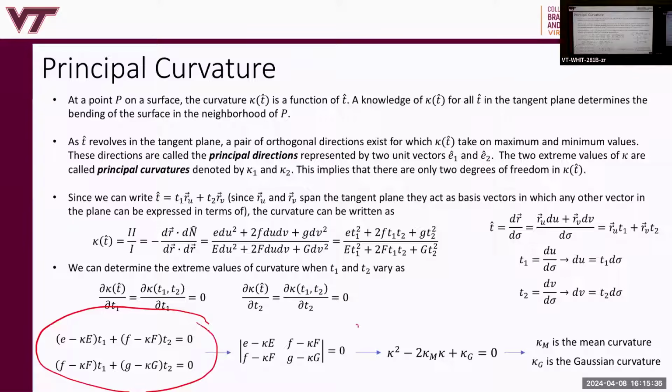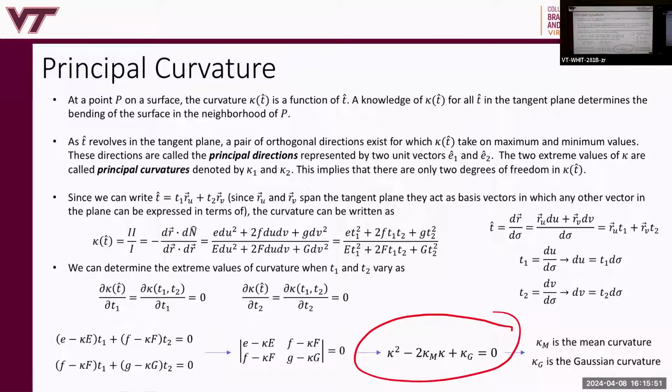We can write these in matrix form like this. So this is a set of linear equations, two equations, two unknowns, and we want to calculate the determinant of the coefficient matrix in order to get a non-trivial solution. And what we find is this quadratic equation here. This is the quadratic equation that results from setting the determinant of this coefficient matrix equal to 0.